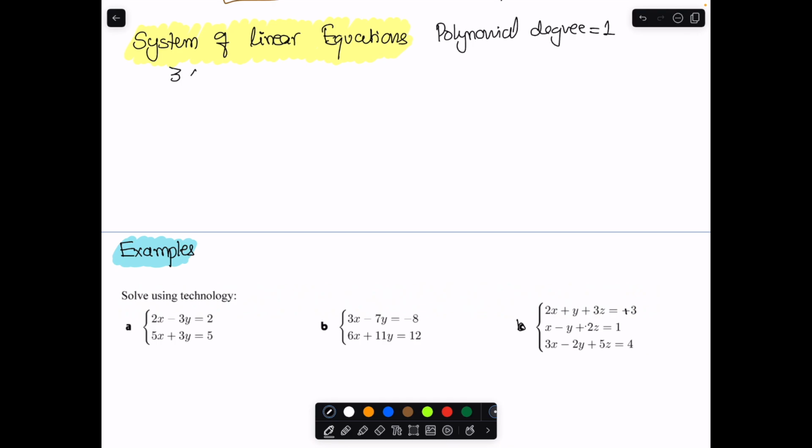For example, 3x plus 1, 4x minus 2. So the degree of the polynomial means the power of x, which should be 1. So this is a linear equation, first of all. If it's 2, it's quadratic. If it's 3, it's cubic, and so on and so forth.